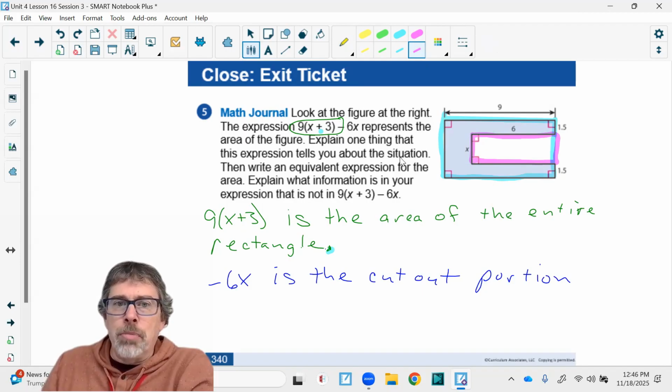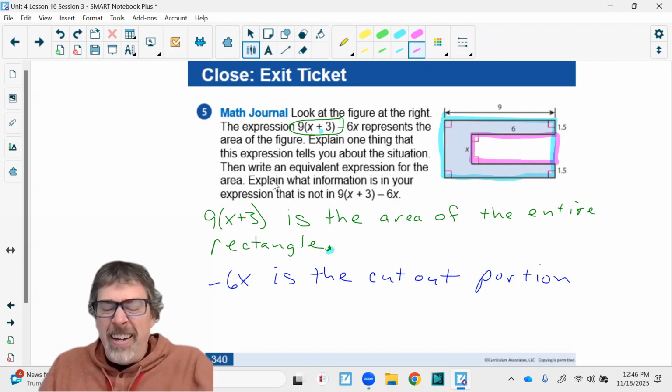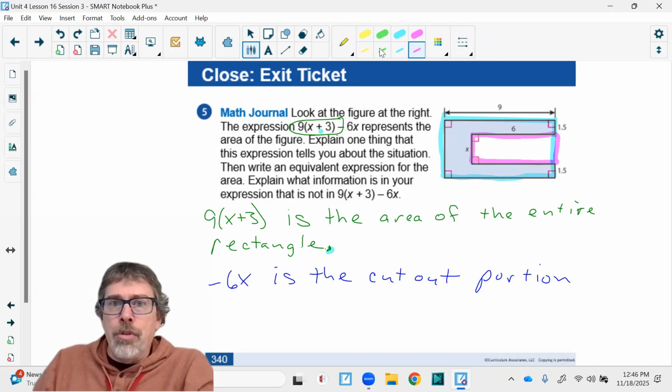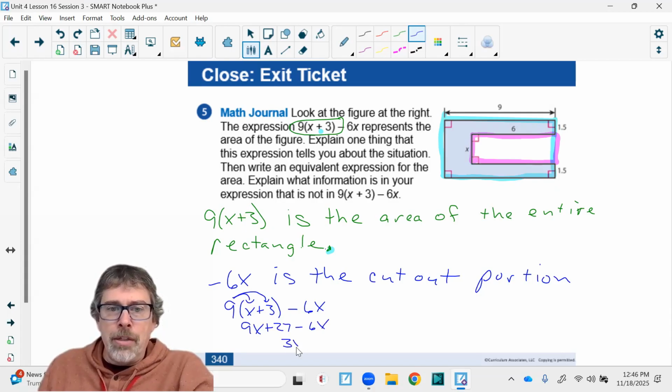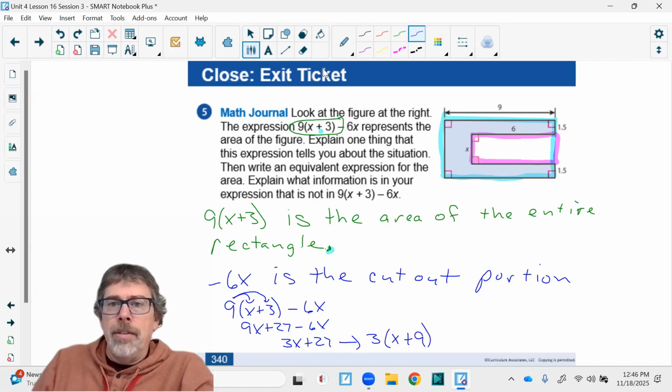So it says, then write an equivalent expression for the area. Okay. All right, so how are we going to write this expression for the entire area? Well, if I distribute the 9 times x plus 3 minus 6x, that's going to be 9x plus 27 minus 6x. And then when I combine like terms, 9x minus 6x is 3x plus 27. And then I can further factor out a 3 here and get 3 times x plus 9.